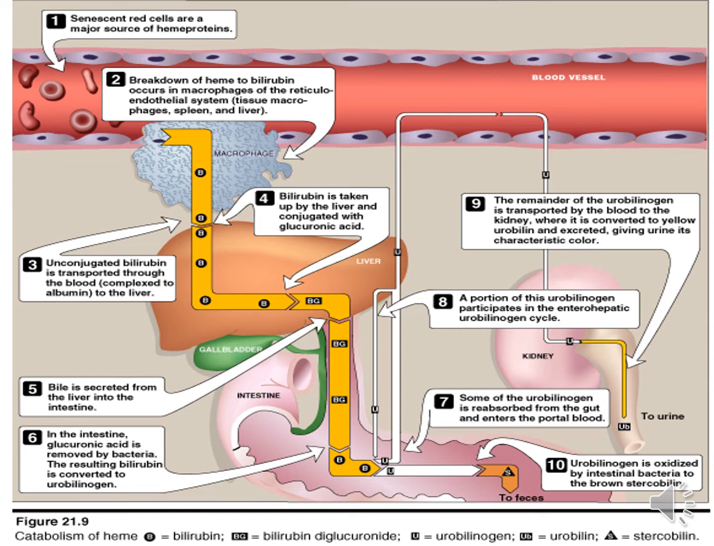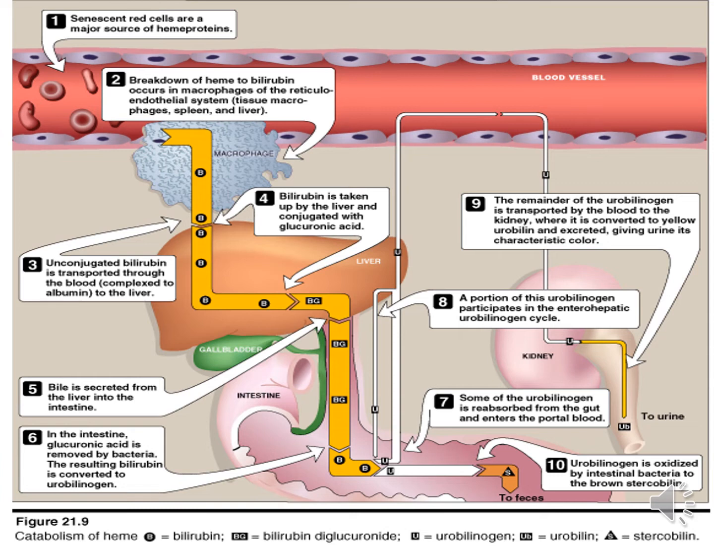Senescent red cells are the major source of hemoproteins. Breakdown of heme to bilirubin occurs in macrophages of the reticuloendothelial system: tissue macrophages, spleen, and liver. Unconjugated bilirubin is transported through the blood, complexed to albumin, to the liver. Bilirubin is taken up by the liver and conjugated with glucuronic acid in the liver. Bile is secreted from the liver into the intestine.